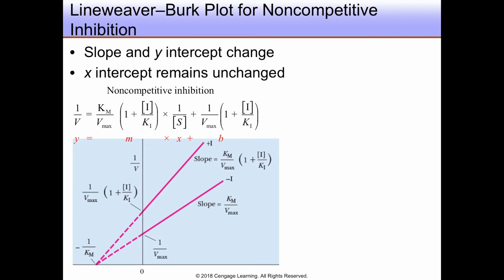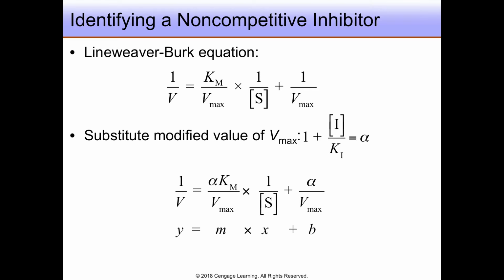Let's take a moment to remind ourselves of the Lineweaver-Burk equation and plot in the presence of a noncompetitive inhibitor. It increases both the slope and the y-intercept, but does not change the x-intercept. A mixed noncompetitive inhibitor likewise lowers Vmax, so it also will increase the slope and y-intercept. However, a mixed inhibitor does change Km.